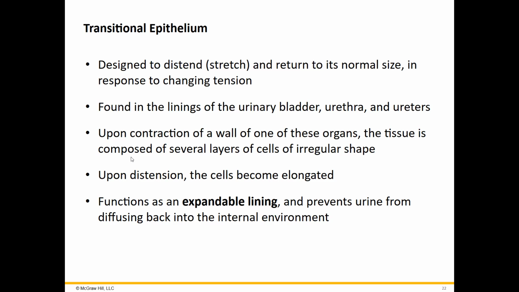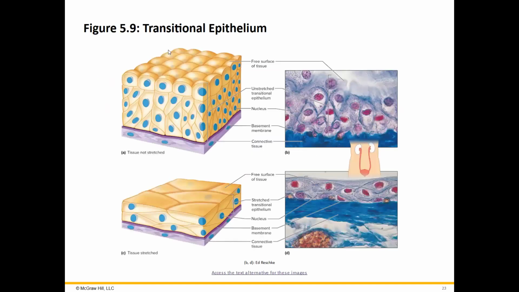So these tissues contract. The contraction of these tissues pushes it into its irregular stretched out shape in order to empty. And so when they distend, they become elongated and then they contract to empty. So it functions as an expandable lining. It prevents the urine from rupturing through as the tissue spreads. So transitional epithelium, just a special type of skin that's stretchy.